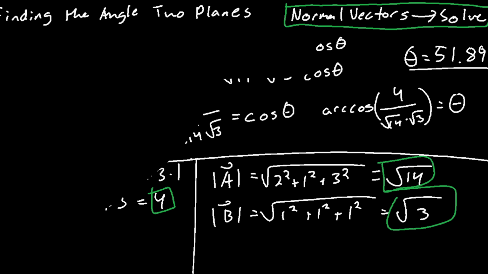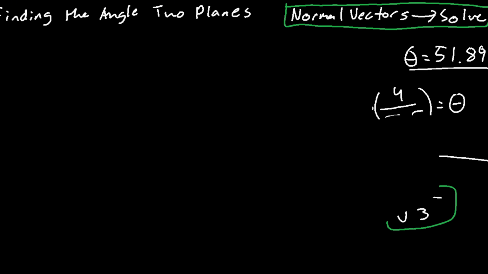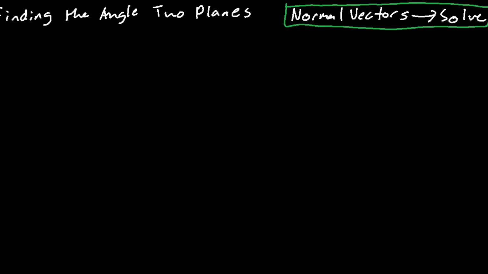Oh, maybe I should start checking my work after this. But let's go ahead. Let's make another two planes. Let's pick like 6x plus 3y minus 2z is equal to 0.